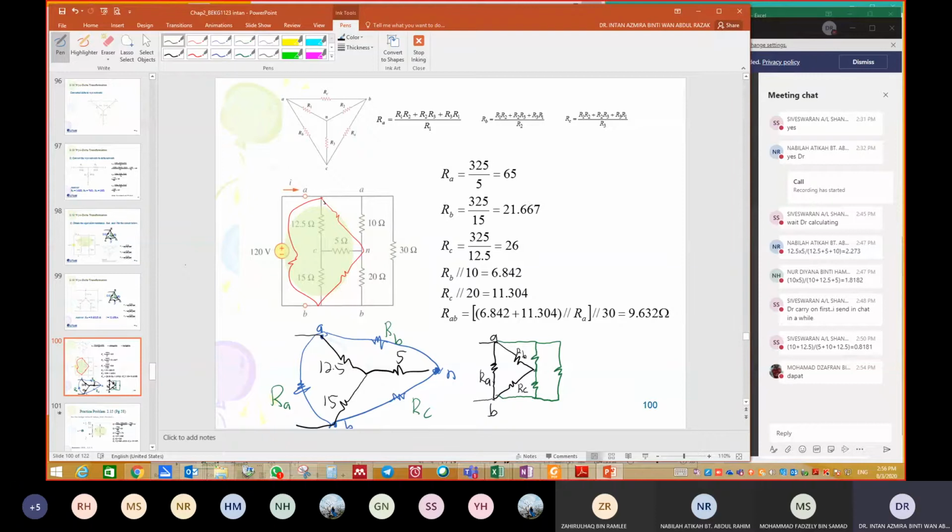Now after we get the resistance in delta connection, you redraw. After A we have a connection here, and then we have a connection here. Please redraw the remaining circuit and solve. Now R_B is parallel with 10 here. R_B parallel with 10, we get 6.842.